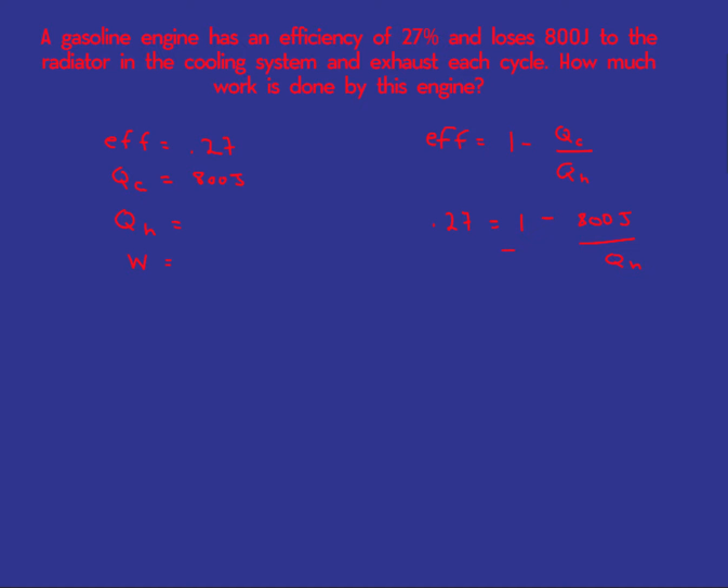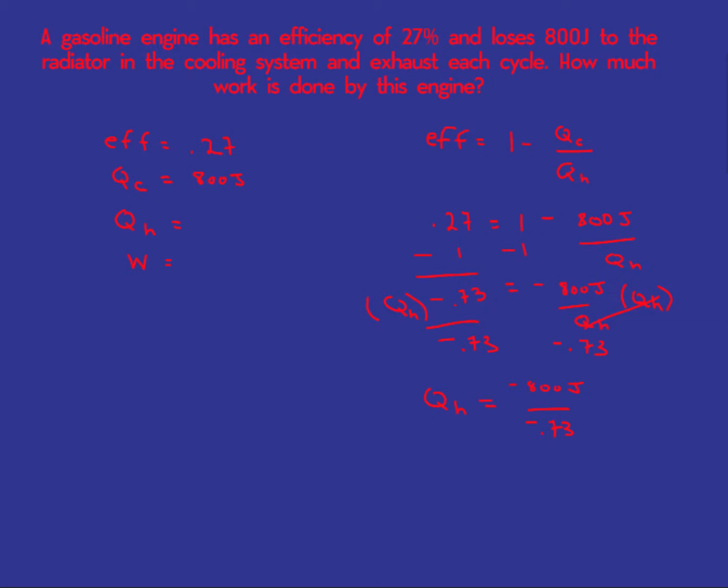The first thing I'm going to do is subtract 1 from both sides. This tells me the part that is being lost by heat, and that value is 0.73, and it's negative. Now we've got negative 800 joules divided by Q_H. Now we can multiply both sides by Q_H, and then in turn divide both sides by negative 0.73. Let me write this out so it's a little easier to see. Energy added as heat is going to be equal to negative 800 joules divided by negative 0.73.